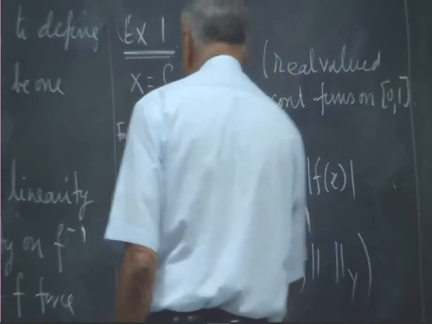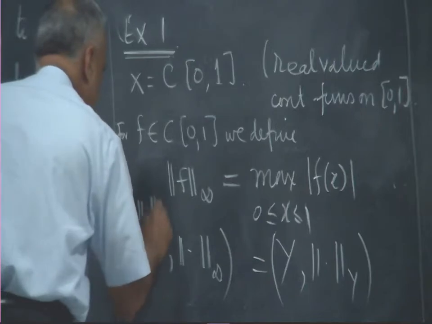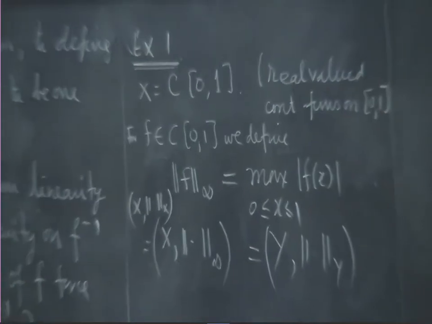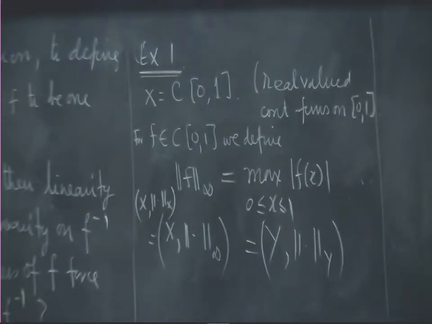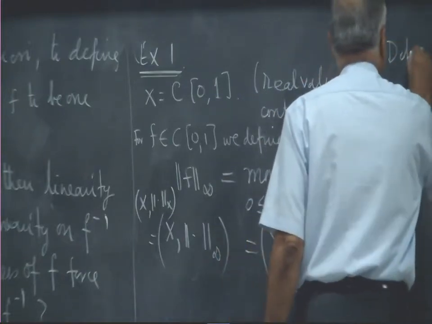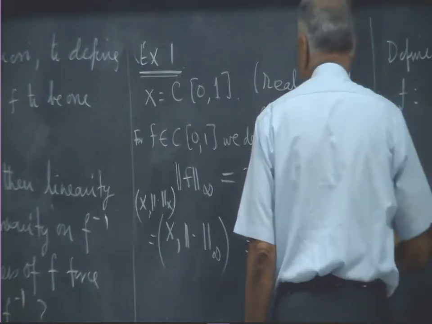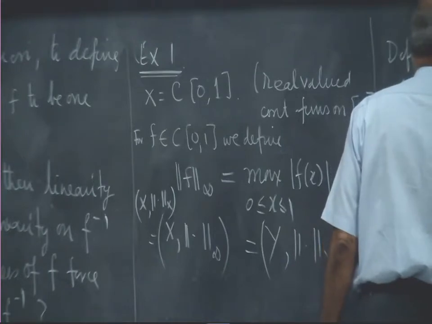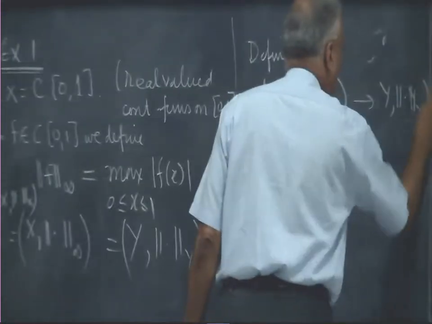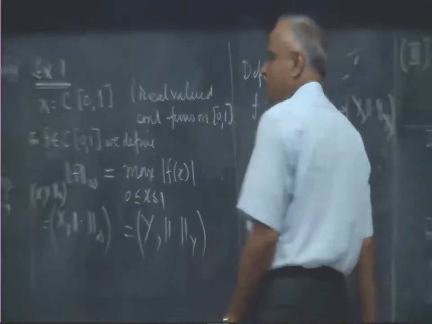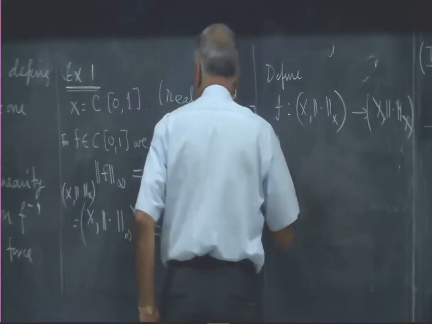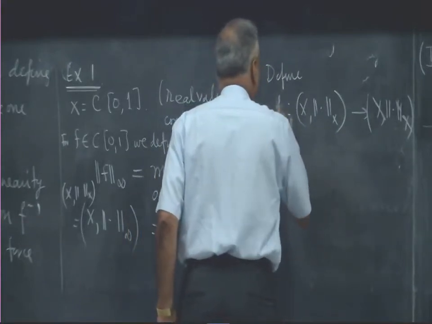So I am going to take both (X, norm x) and (Y, norm y). So I am looking at the same spaces. Again, you see the dimension problem is not at all there. Both are the same spaces. Now define f mapping (X, norm x) to (Y, norm y), which is again (X, norm x), because Y and X are the same spaces.